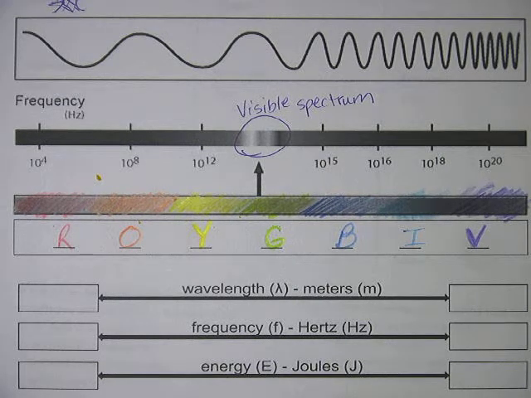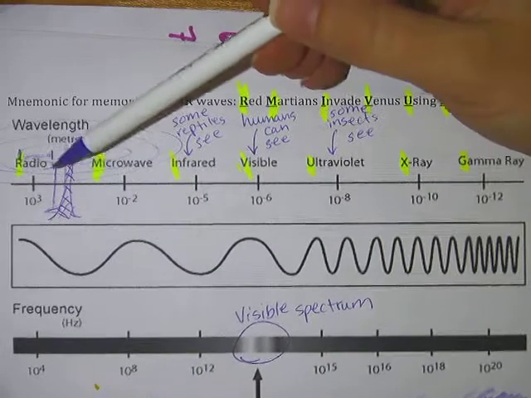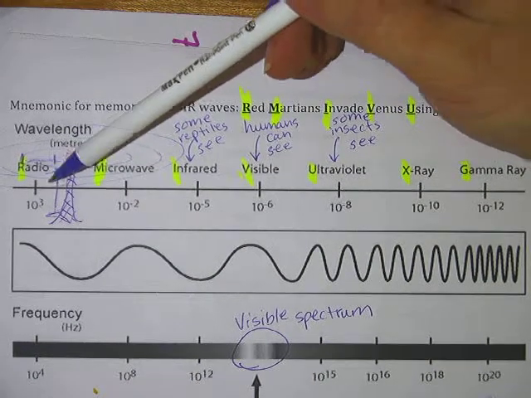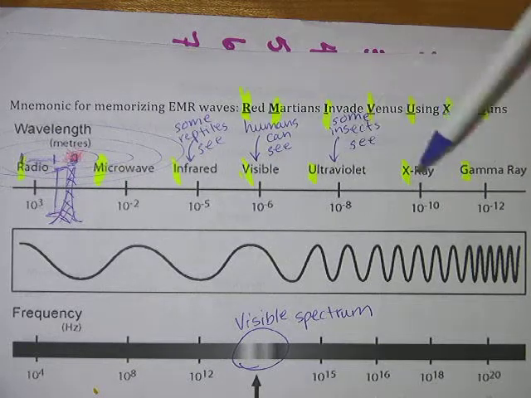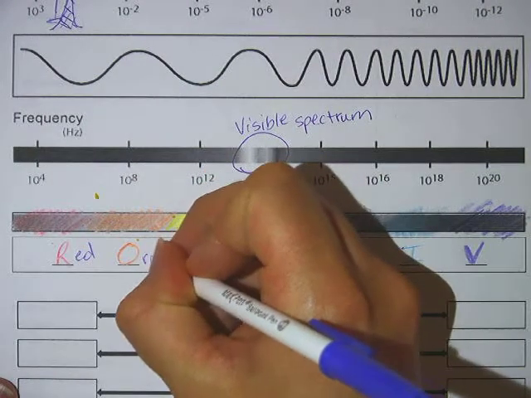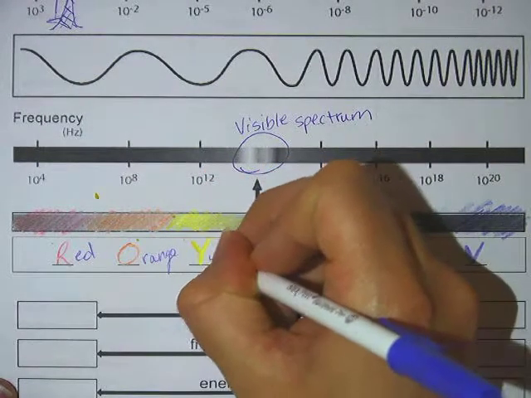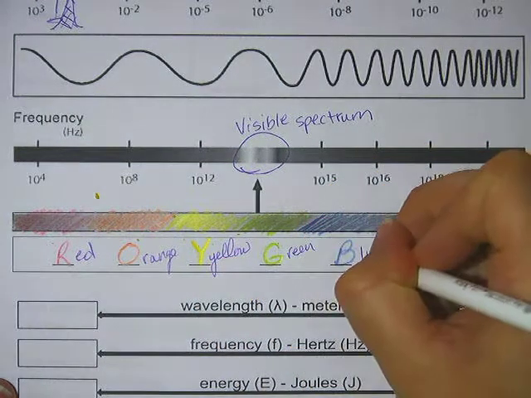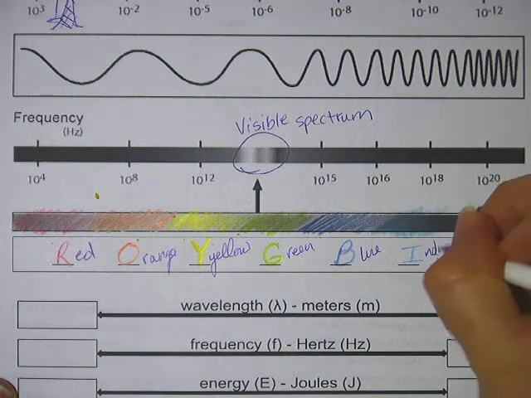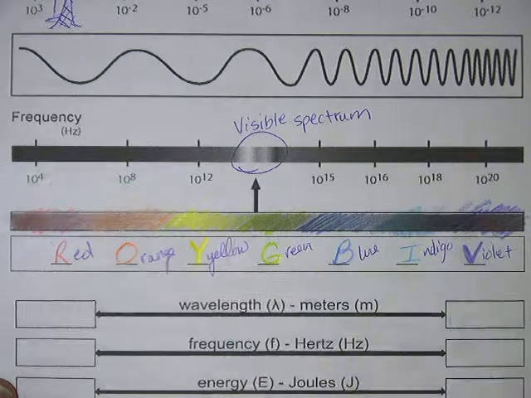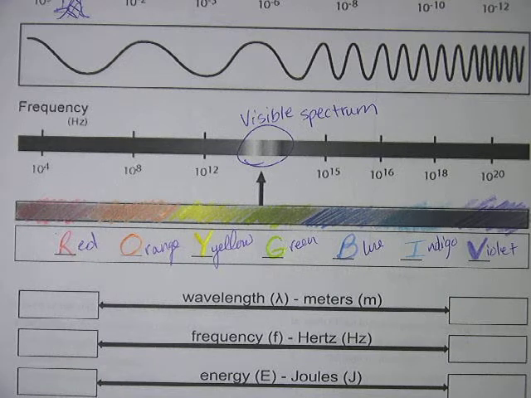You need to know both of these orders. You need to know red Martians invade Venus using X-ray guns for radio, microwave, infrared, visible, ultraviolet, X-ray, gamma ray. You also need to know Roy G. Biv for red, orange, yellow, green, blue, indigo, and violet. You need to know that order.